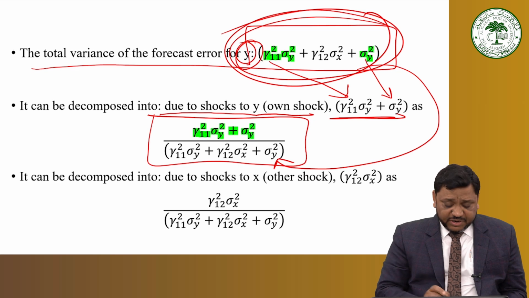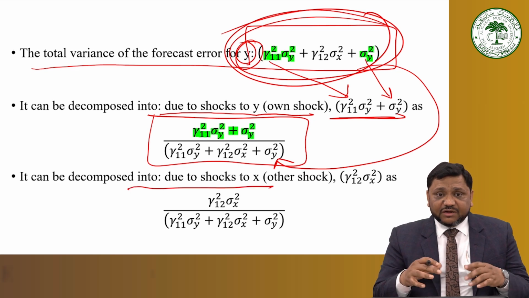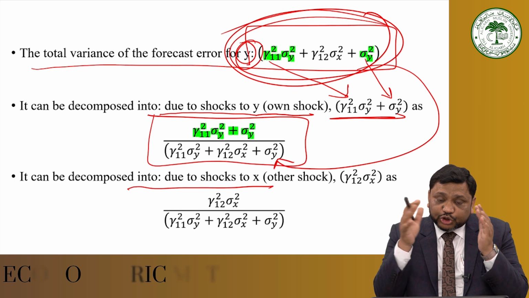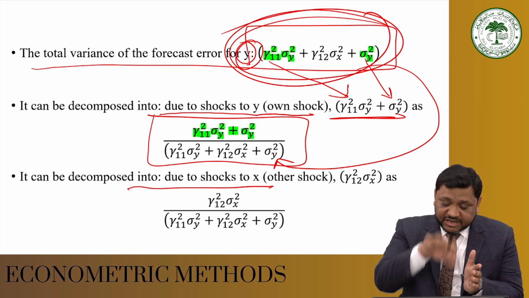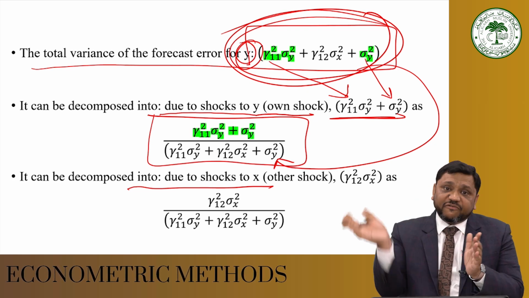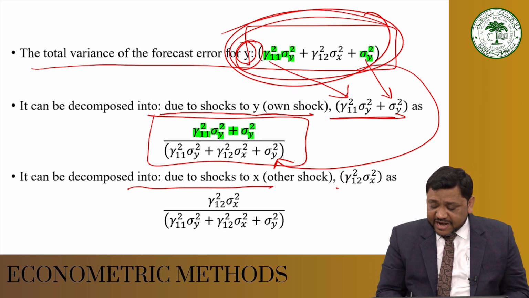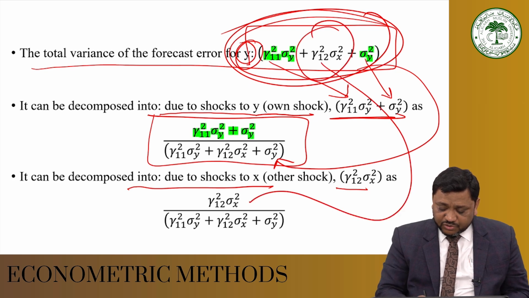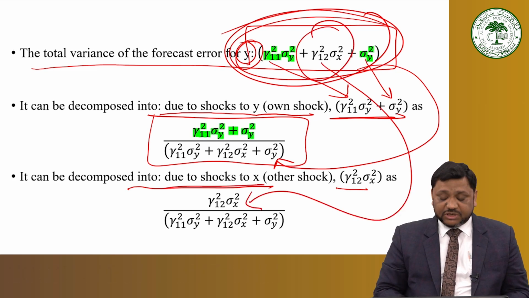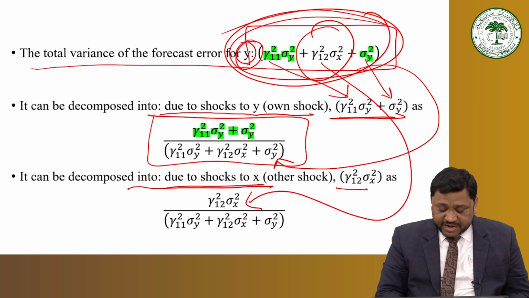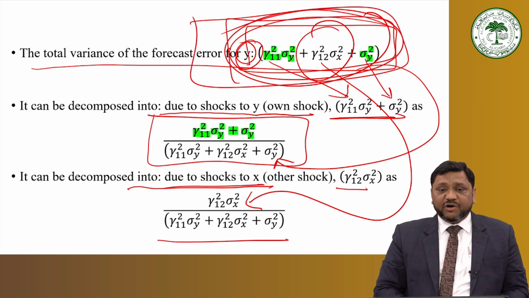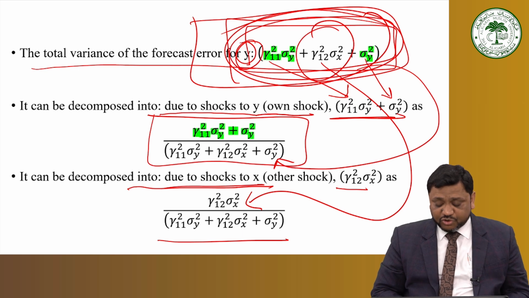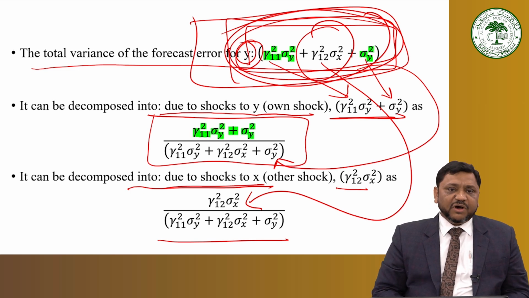The same thing can be repeated. Then when we are seeing the decomposed error due to the shock to x only, that is the shock of other. Earlier it was shock of y on y, the same variable, own shock. Now we are saying shock of x. So this middle term you can write as a ratio. What is due to the shock to x, we can write as gamma 12 square sigma square x divided by this whole term, that is gamma 11 square sigma square y plus gamma 12 square sigma square x plus sigma square y.